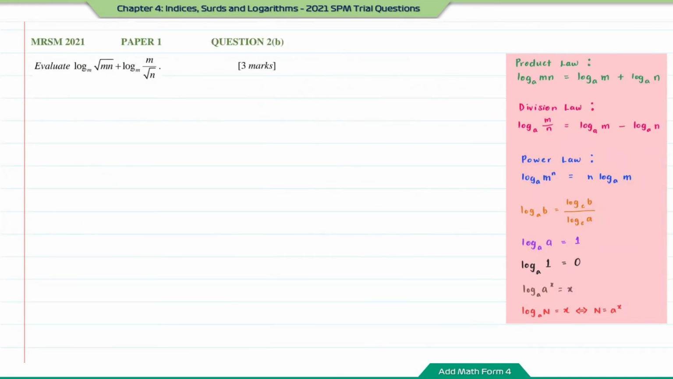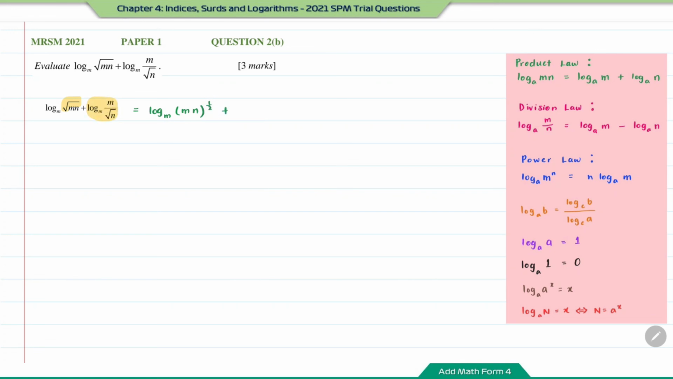MRSM 2021 Paper 1 Question 2b. So evaluate the following logarithms. First, I'm going to write this square root of mn in the form of a power. So it's going to be log base m of bracket mn to the power of 1 over 2.